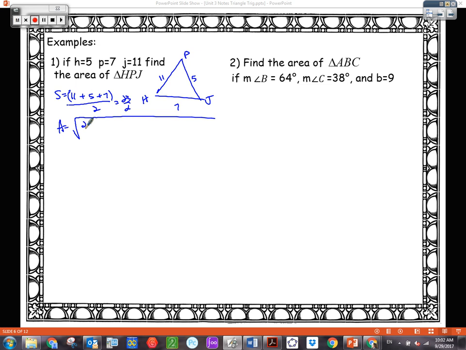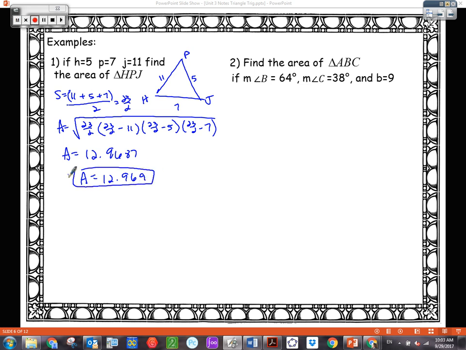So we start with the semi-perimeter, 23 over 2, and then we're going to start with the little parentheses where we subtract. So we have 23 over 2 minus 11. We have 23 over 2 minus 5. And we have 23 over 2 minus 7. Okay, so we just enter all of that into our calculator. And when we do that, we're going to get 12.9687. So let's round that. So 12.969.